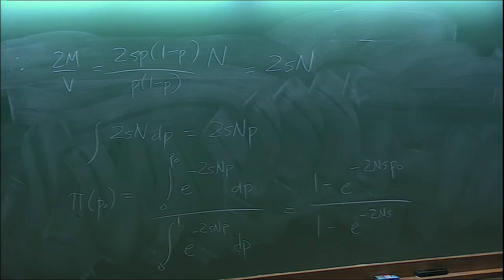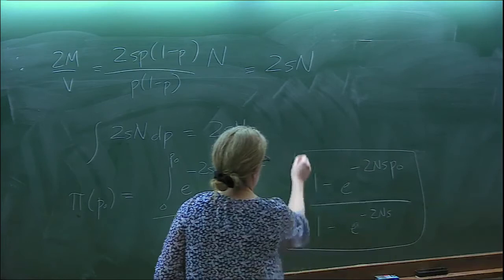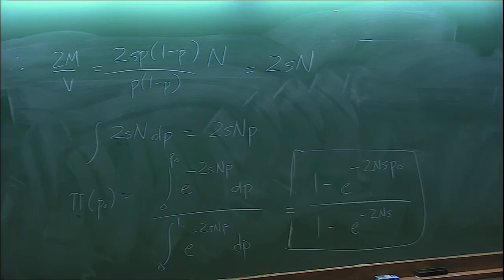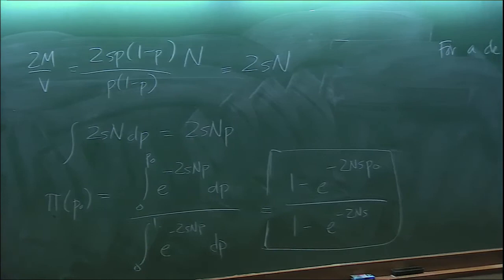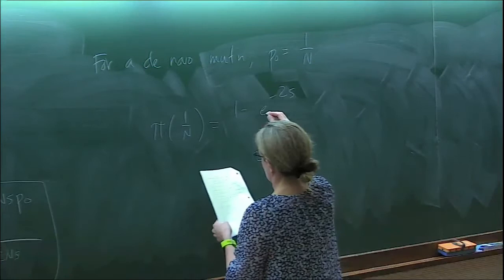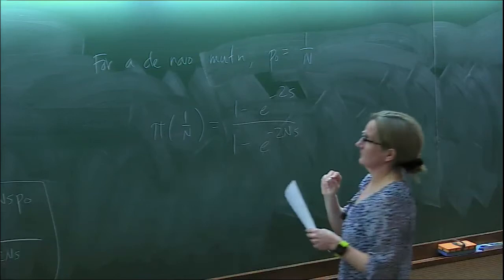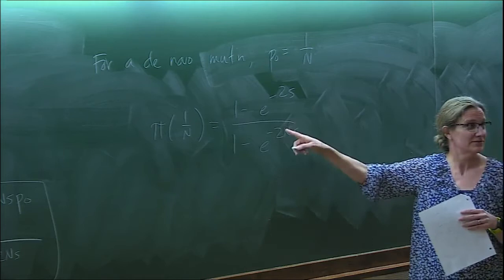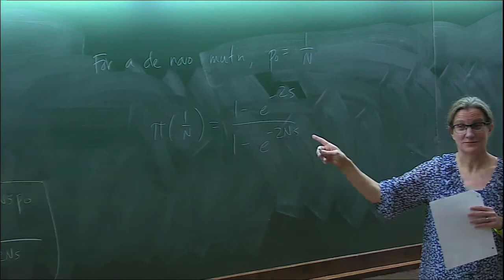Okay, so this guy you might have seen before. That's often given as the diffusion approximation fixation probability, right? And then it gets prettier and prettier. We can just make it simpler and simpler. So for a de novo mutation, if p0 is 1 on N, then we get pi of 1 on N is 1 minus e to the negative 2s, over the denominator. And then we make it even simpler. If your population size is big enough, this term will be negligible, and we can get rid of the whole denominator, which is really nice.